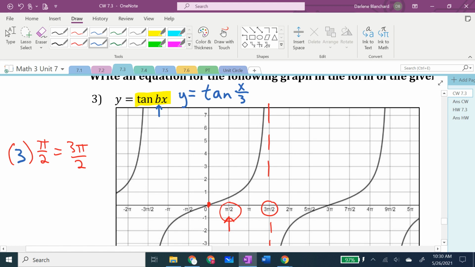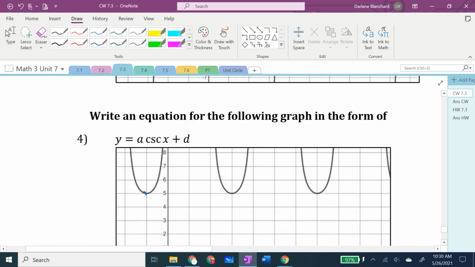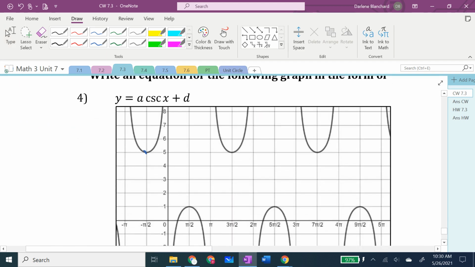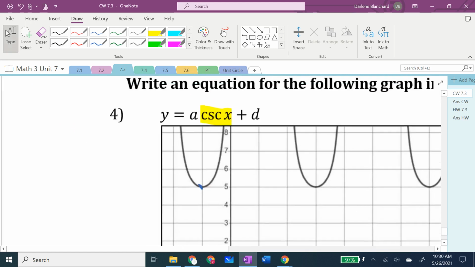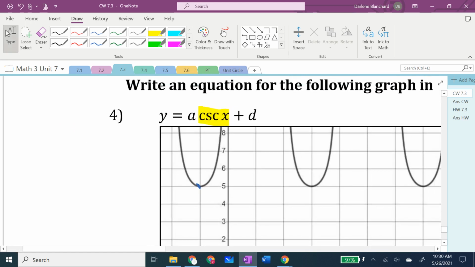And then I have one more example. This one is looking at the graph of cosecant, but this is also letting you know that the only thing you need to account for is what is needing to multiply outside the function and how far does it move up vertically.